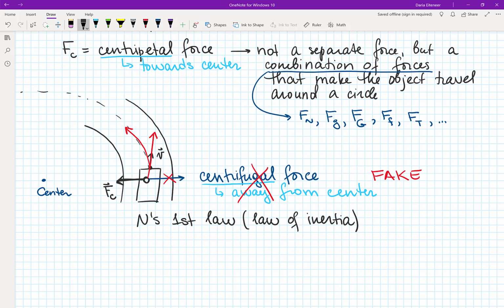So this circular motion and this quote unquote centrifugal force that you're feeling is not a force. It's an illustration of inertia, an illustration of Newton's first law.